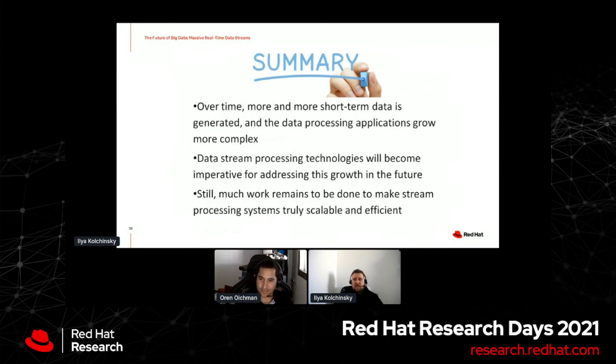So probably the main idea that I wanted to provide here in this presentation is that over time, we have more and more short-term data, and our applications grow more and more complex. And analyzing this short-term data within its short window of relevance, when we don't have enough available resources and want to do it with low latency, and our computation is complex, it's very challenging. And data stream processing is a promising avenue to addressing this problem.